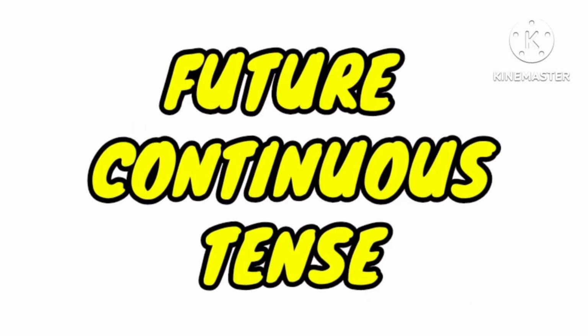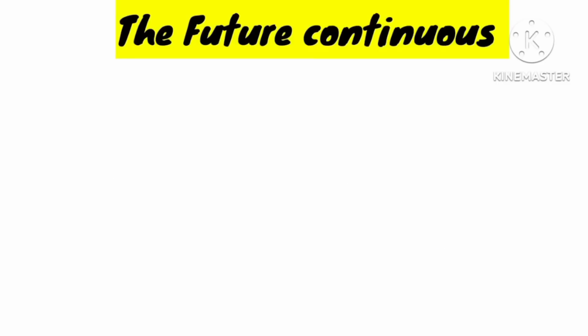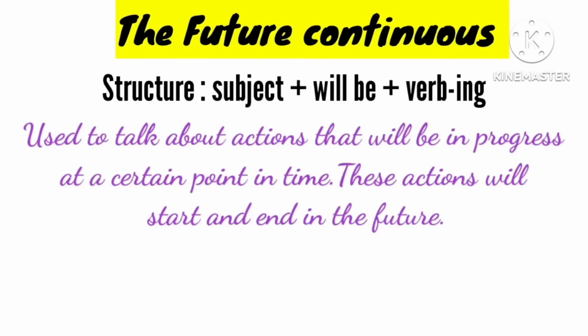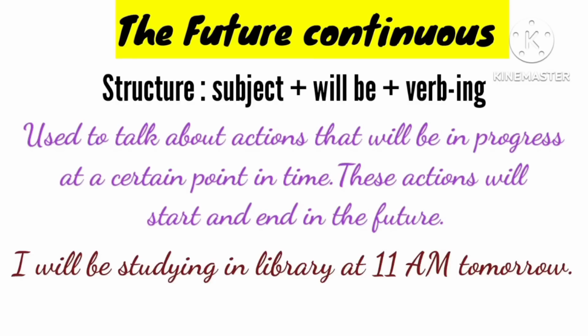Now, coming to future continuous tense. The structure of future continuous tense is subject plus will be plus verb ing. It is used to talk about actions that will be in progress at a certain point in time. These actions will start and end in the future. For example, I will be studying in library at 11 a.m. tomorrow. I don't know when I am going to stop studying in the library.